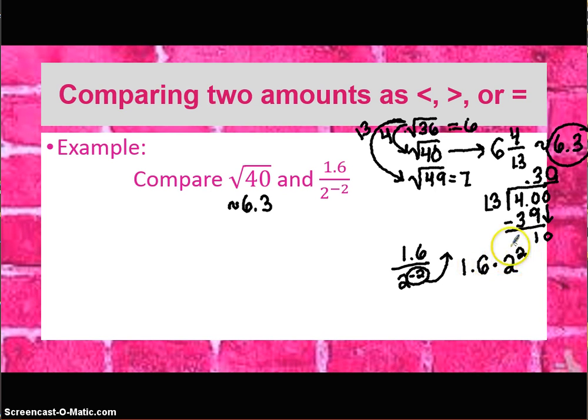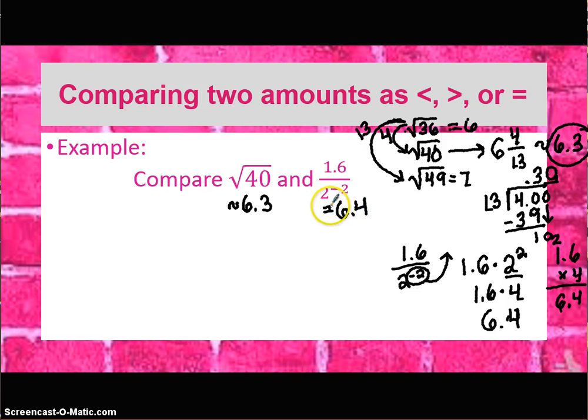Again, changing that exponent to a positive. Now, order of operations says we have to do the exponent before the multiplication. 2 squared is 4. So we get 1.6 times 4. 1.6 times 4, if you did on the side of your paper. 4 times 6 is 24. 4 times 1 is 4, and 2 more is 6. 1 decimal place, we get 6.4. So this is equal to 6.4.